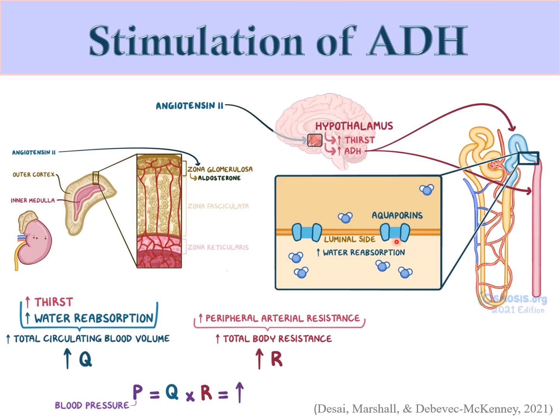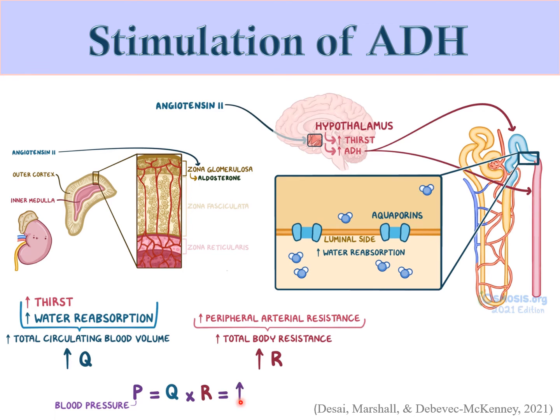Ultimately, the increased thirst and water reabsorption increases the total circulating blood volume or blood flow, which if we look down here can be symbolized as Q. In addition, the increased peripheral arterial resistance increases the total body resistance, which we can represent by R. Since the change in blood pressure P over here equals the blood flow Q times R, the blood pressure will rise. But angiotensin II's work isn't over yet.